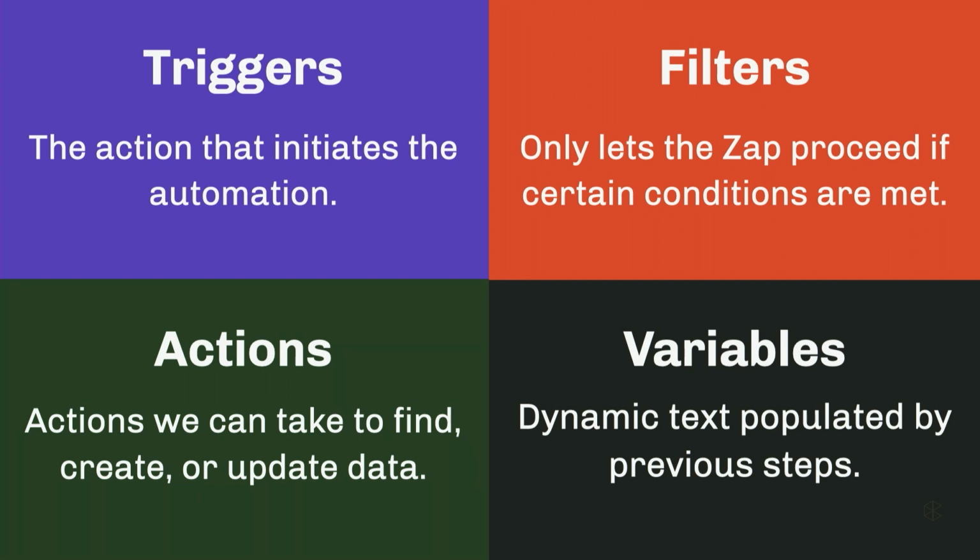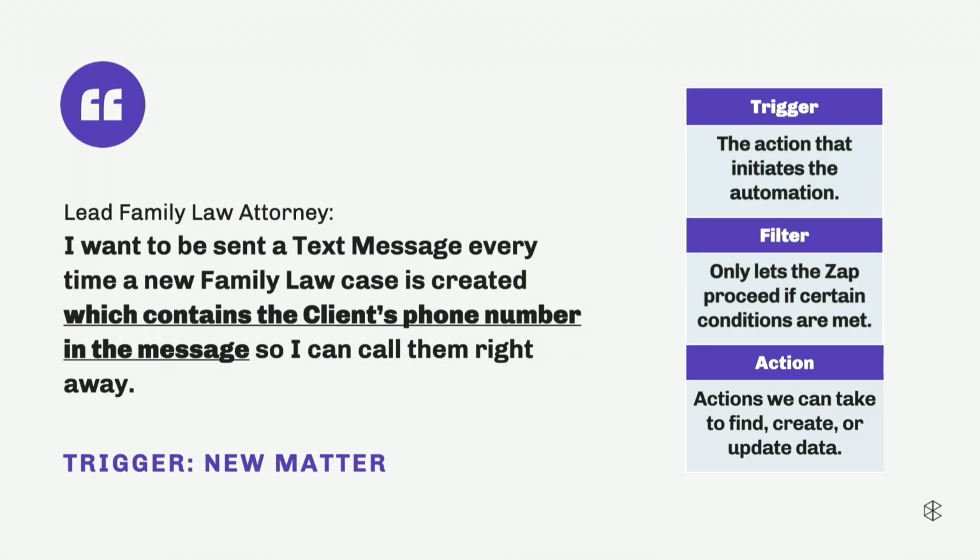So we're going to take it one step further. Let's just say that you get thrown a curveball, and going back to our original example, the attorney wants the client phone number in the text message as well so that he can call them back right away. But when you go to try and set up the Zap to include the client phone number, you realize that the client phone number isn't a matter field, so it's not going to be in the new matter trigger data. But you do know that you have the phone number under the contact in Clio.